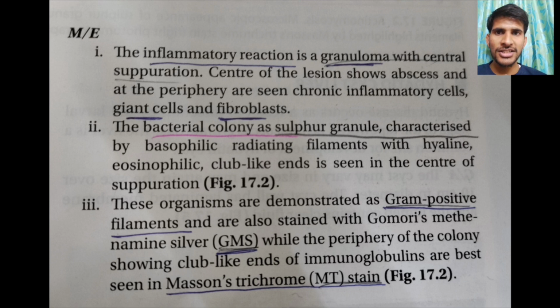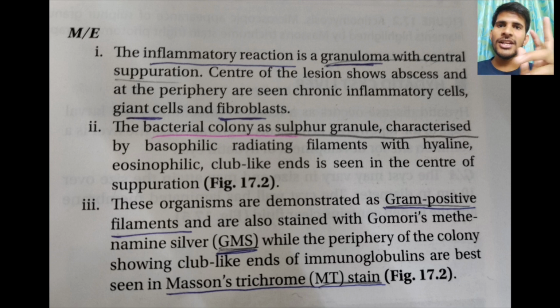Where have you heard this GMS staining? In pneumocystis pneumonia. Pneumocystis pneumonia is a fungal infection of the respiratory tract, it is treated by cotrimoxazole, and it is an opportunistic infection. It can also be stained with GMS staining, that is Gomori's methenamine silver staining, while the periphery of the colony shows club-like ends with immunoglobulins, best seen in Masson's trichrome stain. Masson's trichrome stain is a permanent stain. Okay, this is the microscopic.